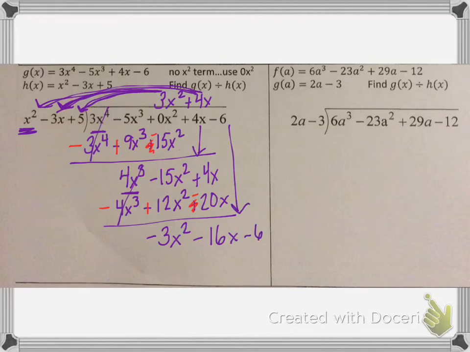Yep. All right, x squared times what gives me negative 3x squared? That would be negative 3. So now I'm going to take the negative 3 and distribute it. So negative 3 times x squared is negative 3x squared. Negative 3 times negative 3x is positive 9x. And negative 3 times positive 5 is negative 15.